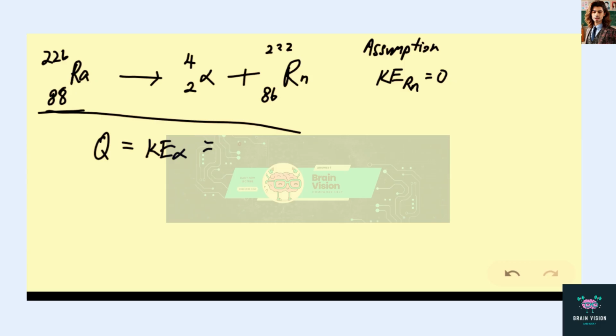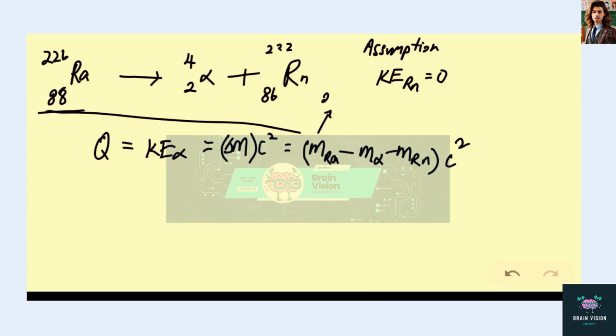The Q value of this equation can be obtained by taking the change in the masses of the nuclides multiplied by c squared. The change in the masses is the mass of radium minus the mass of the alpha particle minus the mass of the radon gas. All these values you have to look up through online resources. For radium it is 226.0254, then the alpha particle, and finally the radon.